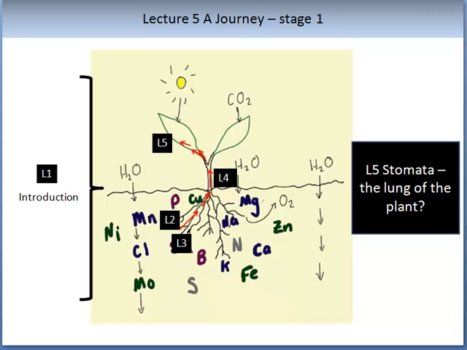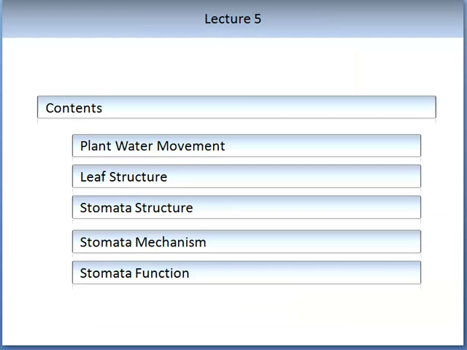These are organs based in the leaves. In this lecture we will follow the following topics: plant water movement and the role of stomata, leaf structure. We will look in detail at stomata structure. We will learn about the interesting stomata mechanism and finish with an overview of the functional role of stomata in plants.